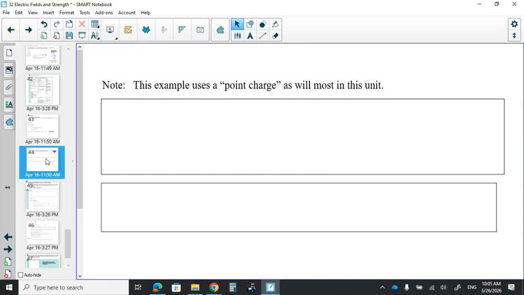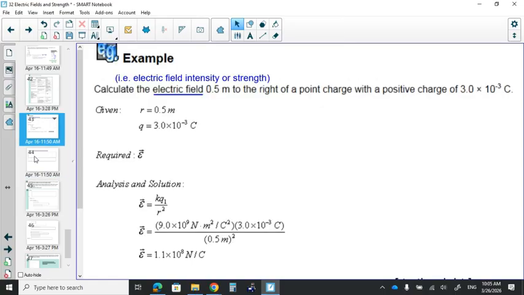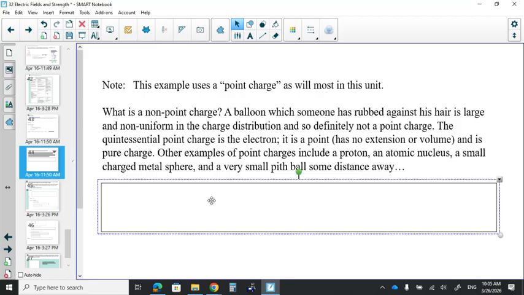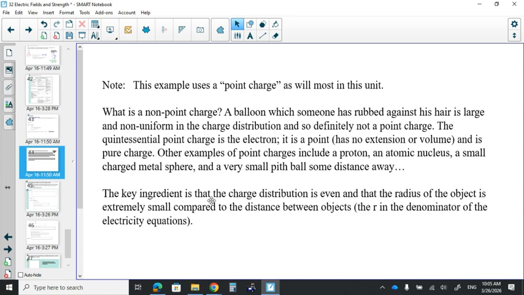The only challenge comes up when you have more than one charge. You'll notice that it says point charge. Point charge is just the idea that it's fairly small, so you can picture all that charge in one spot. You don't have to worry about the dimensions, if you will, and the distribution of that charge.